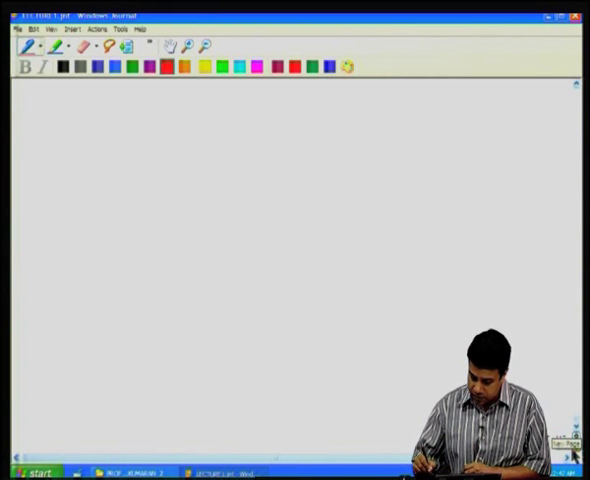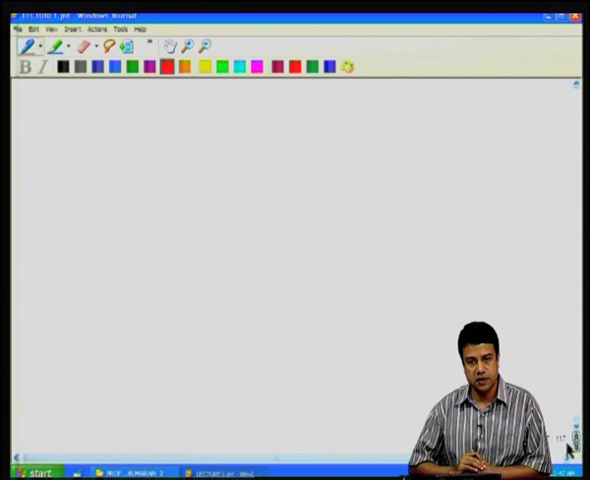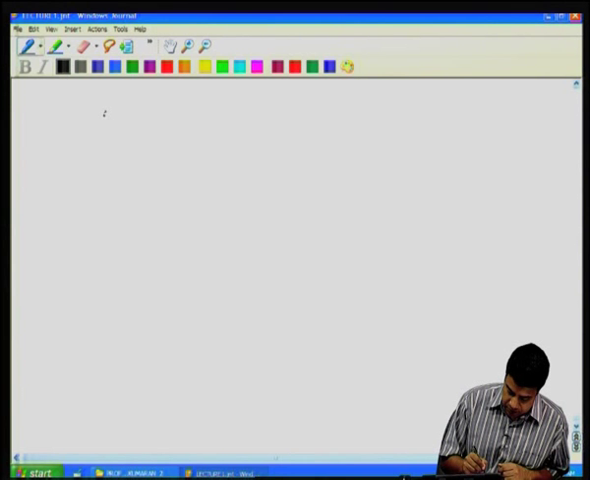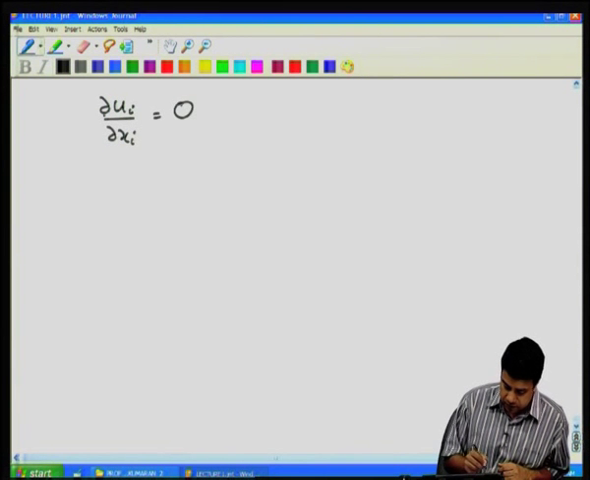Now, let us look at the equations for a general velocity profile. The equations are partial u_i by partial x_i is equal to 0, and rho times partial u_i by partial t plus u_j partial u_i by partial x_j.